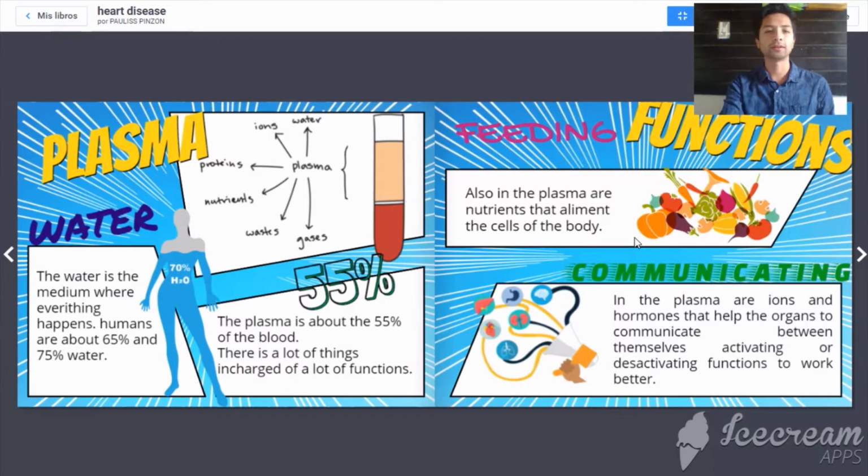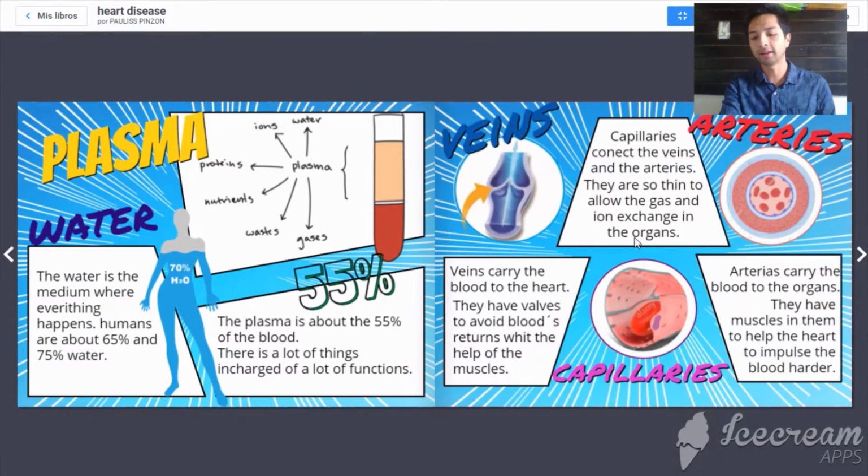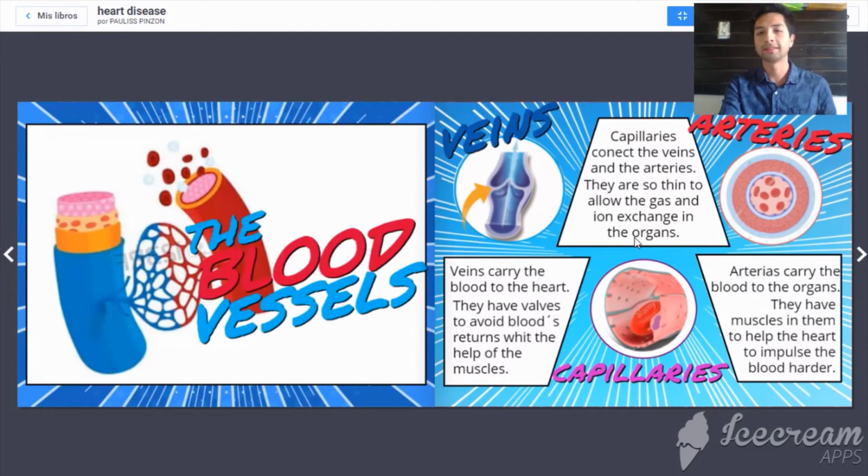We now have the engine, we have the blood, and we need the blood vessels, our cables to communicate. So the first kind of blood vessel is the vein. The veins carry the blood to the heart from the organs. They have a very intelligent design: they have valves inside that help to avoid the blood's return. And when you contract your muscle, it helps to compress the vein and send this blood to the heart.